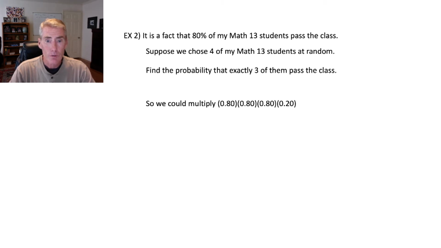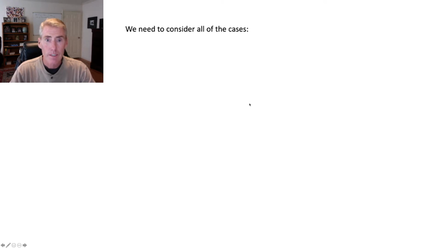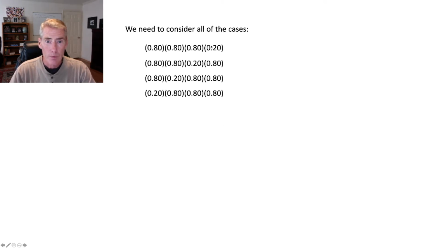So what we could do is use from the previous chapter the multiplication rule. So this is passing, passing, passing, and then not passing would be 20%. So you could just multiply them. Now the only problem with that is that it assumes that it was the fourth person that failed the class. The first three people passed the class. But maybe it was the third person where the 0.20 goes. We need to consider all the cases. That the 0.20 was last, the 0.20 was the third person, the 0.20 could be the second person, or it could be the first person, and all the others are 0.80.